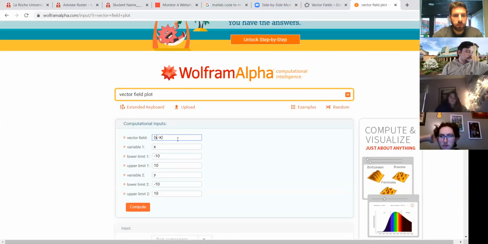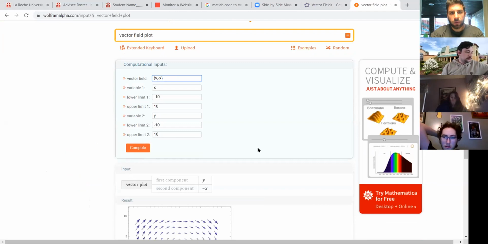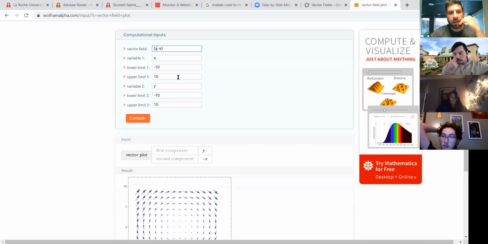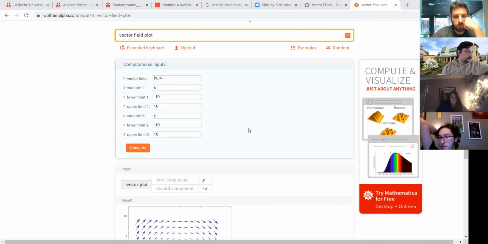So we look at the one we did before. We did the one rotation. Here's another one. If we want to rotate the other way, we just flip the sign, and you get this rotational field.